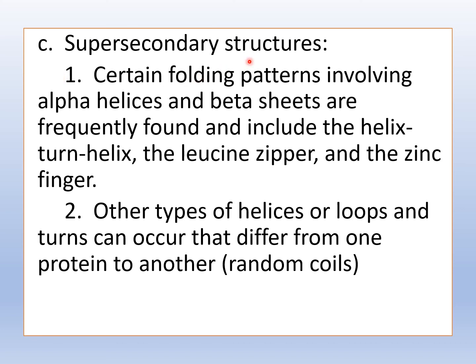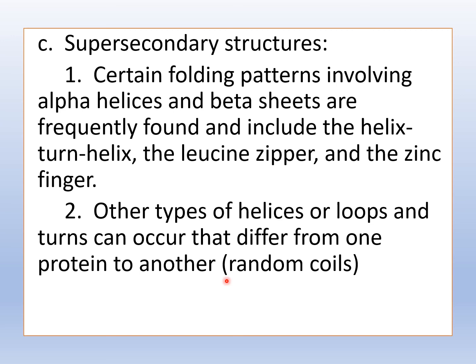Supersecondary structures. Certain folding patterns involving alpha helices and beta sheets are frequently found and include the helix turn helix, the leucine zipper, and zinc finger. Other types of helices or loops and turns can occur that differ from one protein to another.